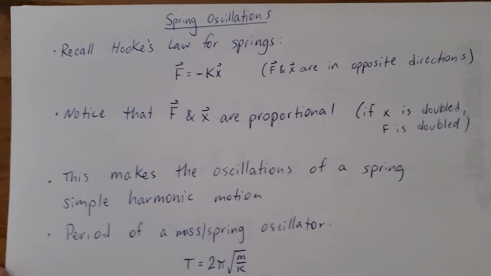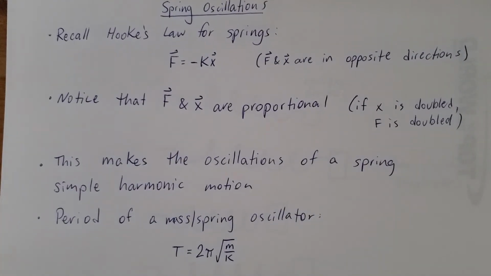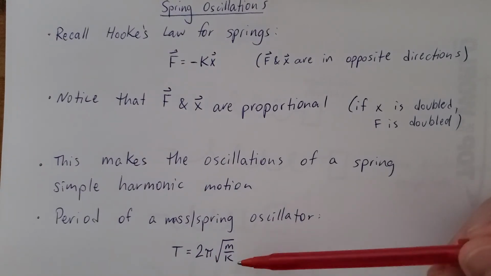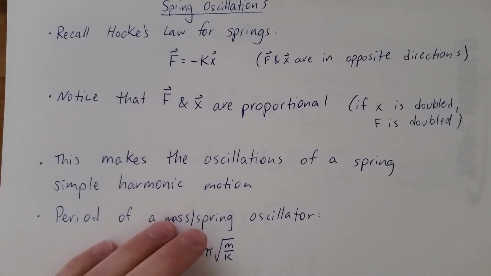I'm going to give you this formula now. This is the period of a mass spring oscillator. Okay, it's really similar to the period of a pendulum, 2 pi, and then under the square root we have the mass at the end of the spring, and k is the spring constant.